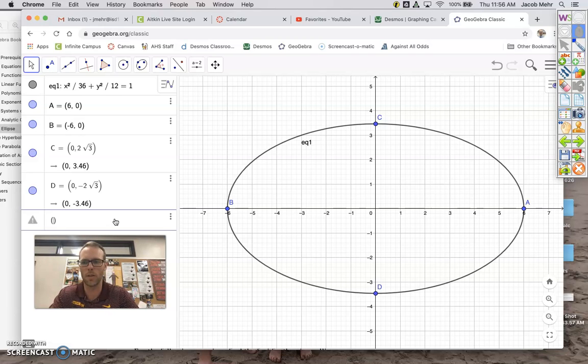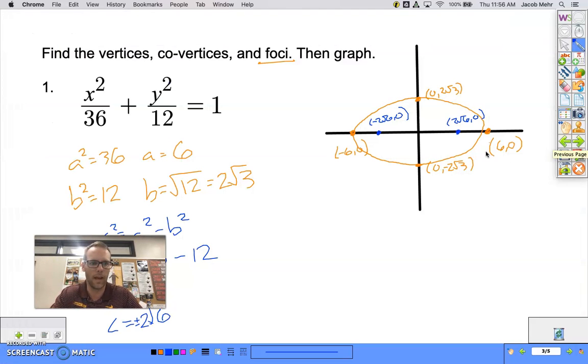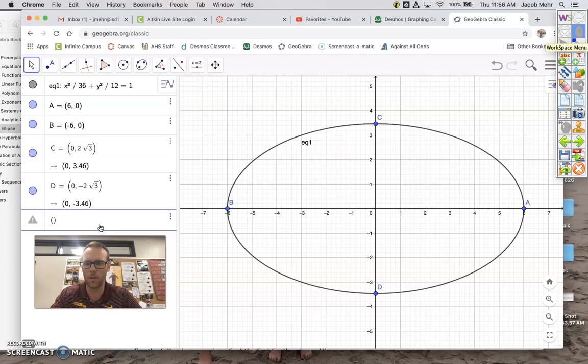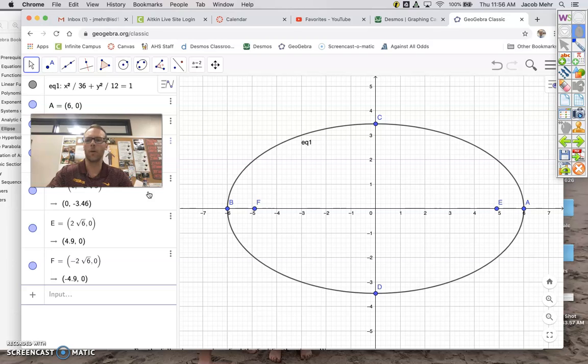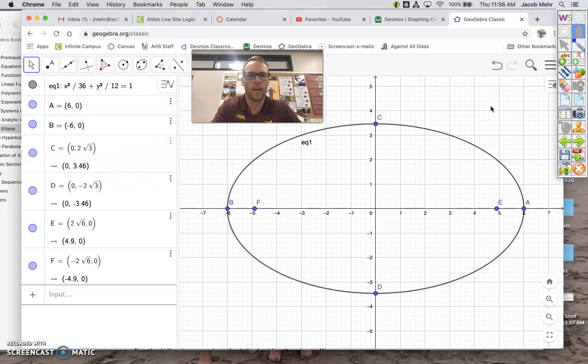Now let's plot our foci. Those were happening at 2 root 6, comma 0. Okay, there's one right there. And our other one is at negative 2 root 6, comma 0. There we go. All right. So everything matched up exactly like what we said. It looks really nice. It's a really pretty graph.